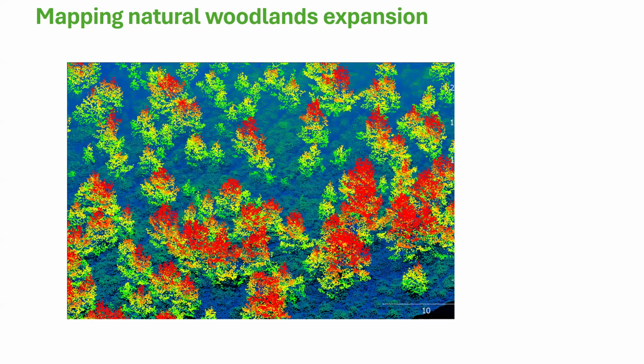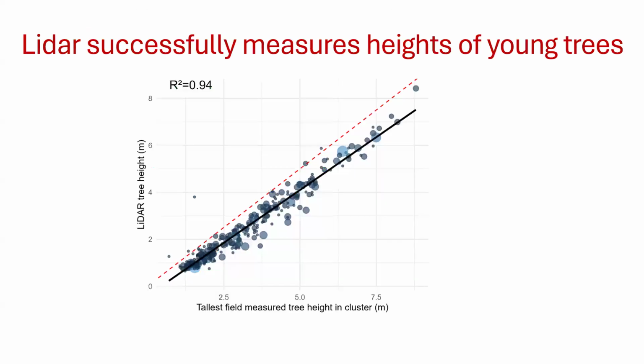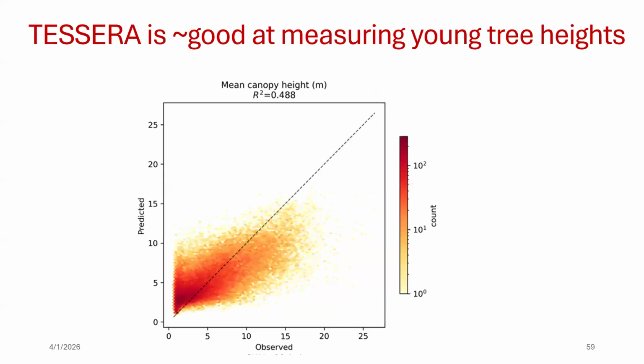Finally, Alan's already shown this nice picture of individual trees. Next one, please. And the LiDAR is brilliant for measuring height and numbers very accurately. The question is whether these foundation models can do the same thing. And the answer is maybe it's not doing as good a job by any means. This is LiDAR on one side and the predictions of the foundation model on the other. But you can see there is a relationship there at 10-meter scale, which we might be able to refine.